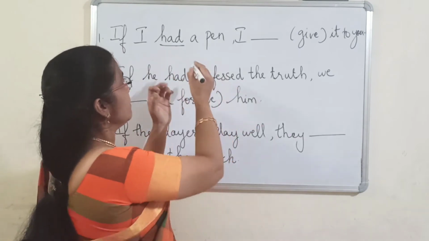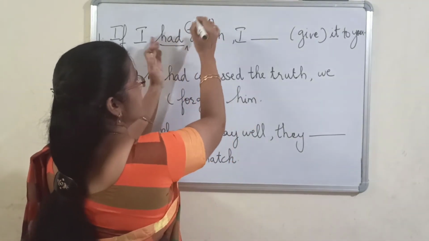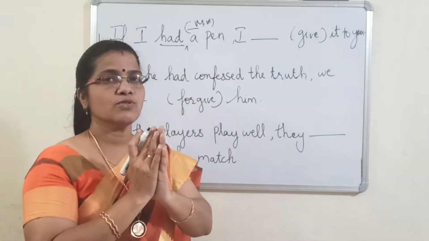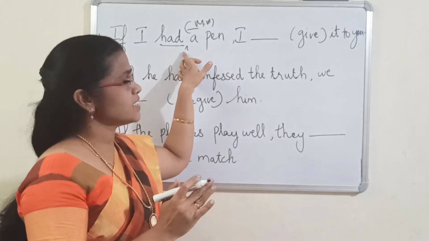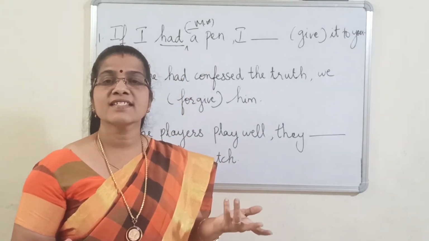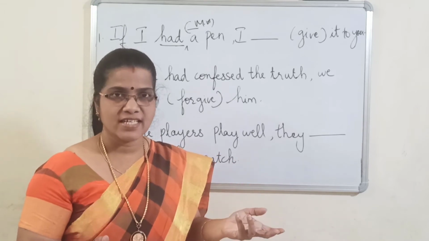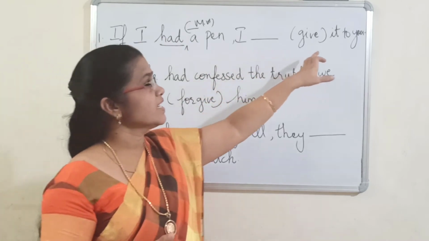Here, if I had a pen, after this you don't have any other verb. There is no main verb after this. So, had alone is used here. So, this is a simple past tense of have. Okay, so you must understand simple past tense is given. So, what type is that? It is type 2 imaginary condition. Okay, so how do you write it here? If I had a pen, I dash give it to you.